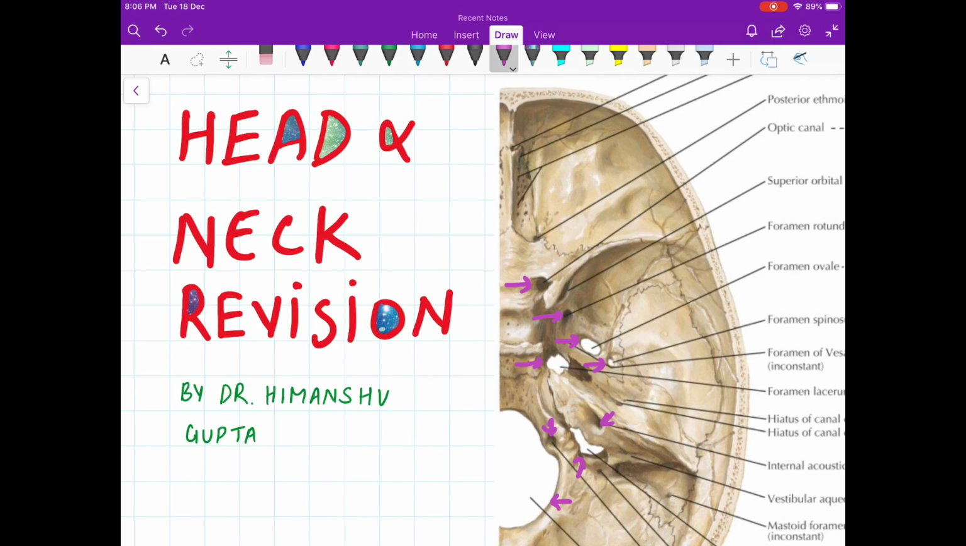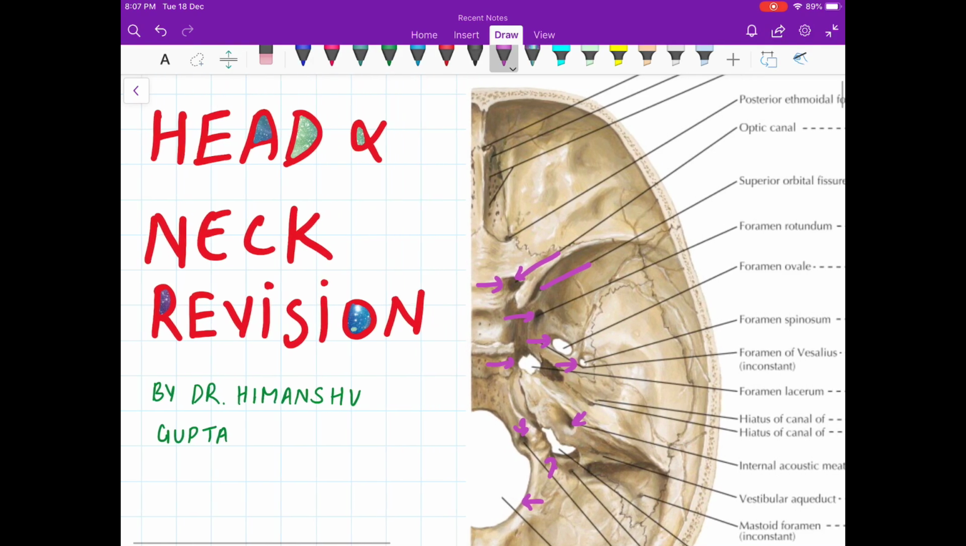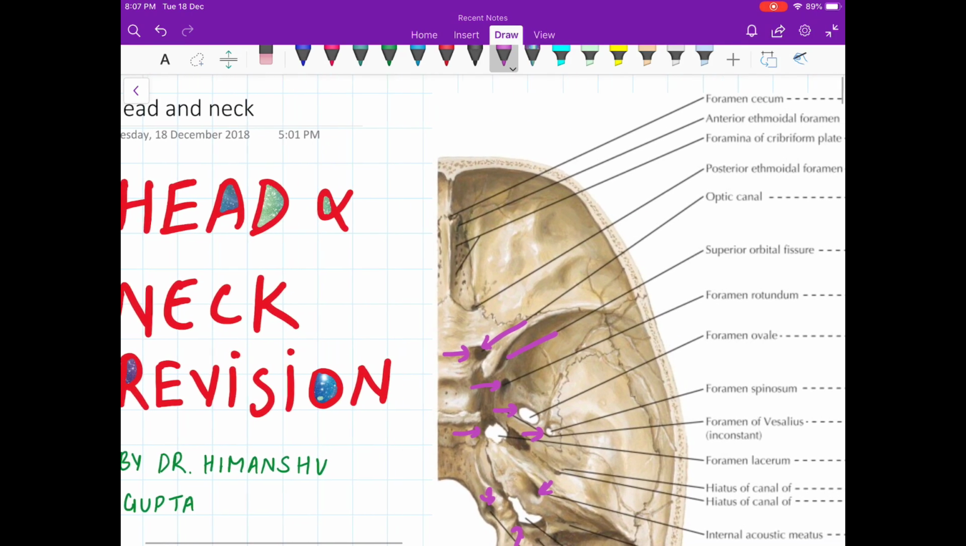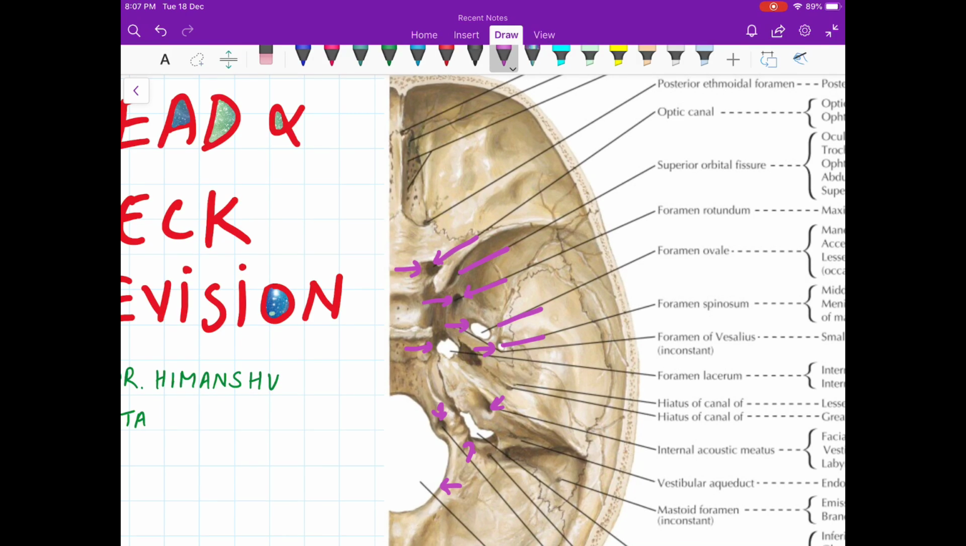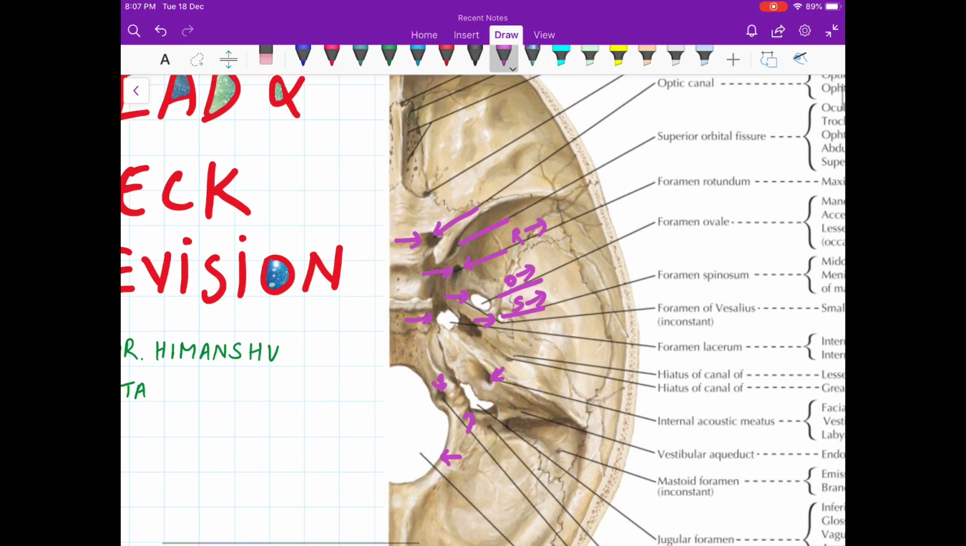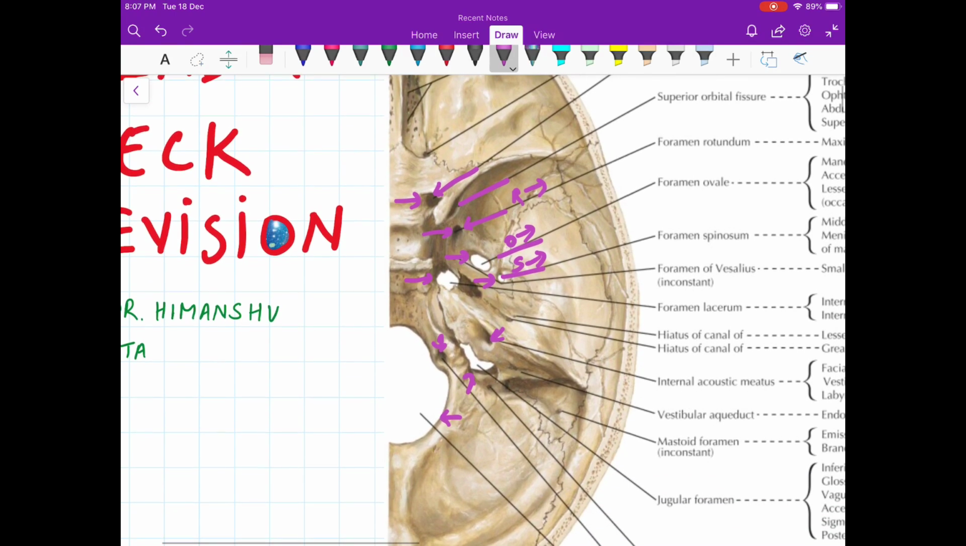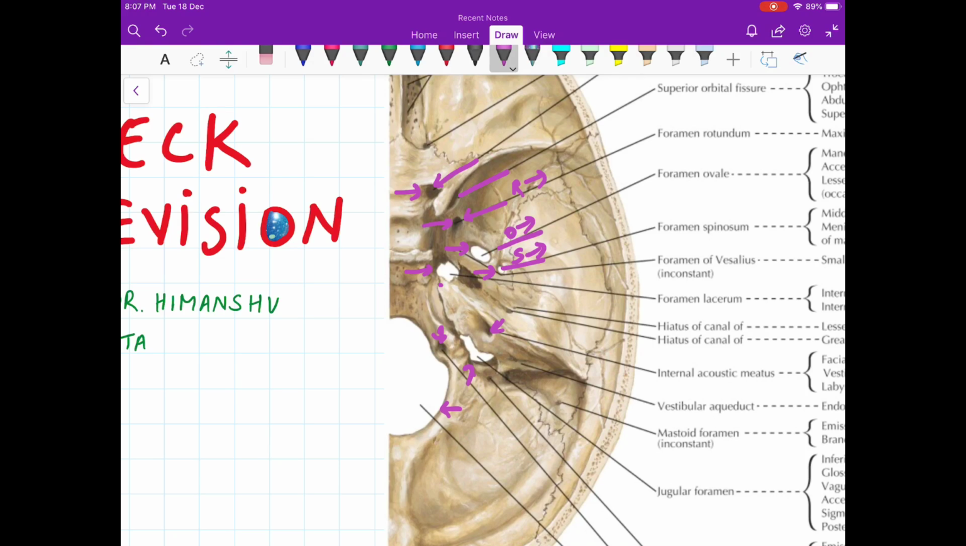This is optic canal. This is superior orbital fissure. This is foramen ovale, foramen spinosum, and this is foramen rotundum. You can remember it with the mnemonic ROS: rotundum, ovale, spinosum. They all lie in one line. This is foramen lacerum.